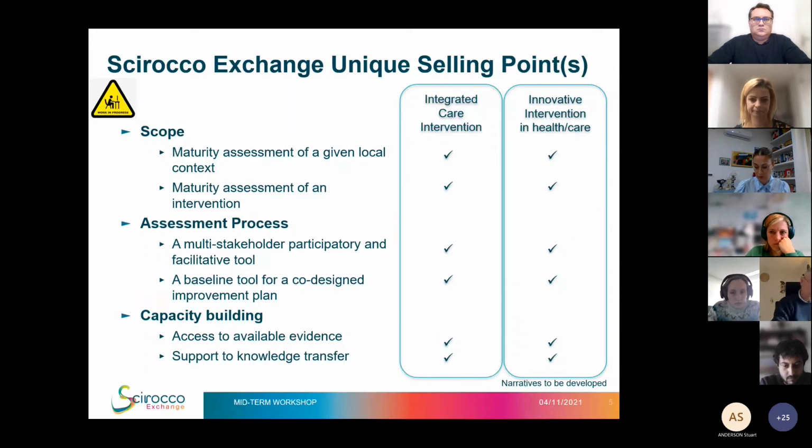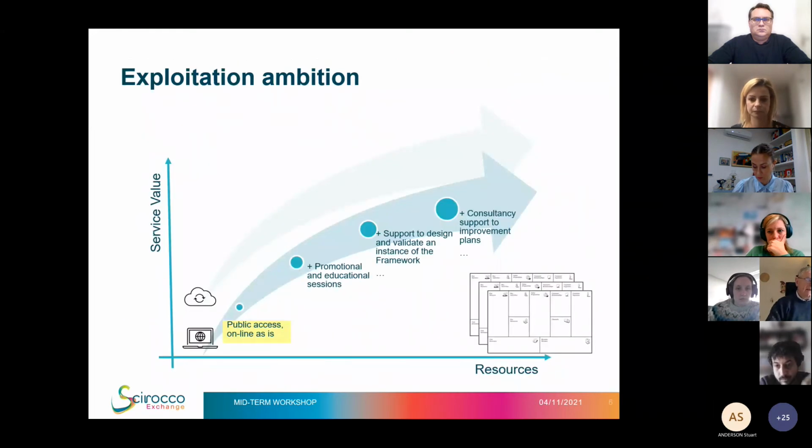And not only to promote it beyond the community, but also to promote it beyond the timeline of the project itself. And that's certainly a key element here. And here you see that in terms of exploitation, we may think about different levels of exploitation.